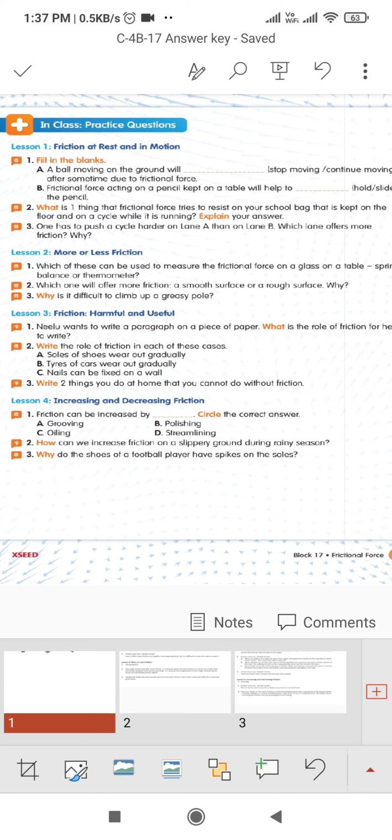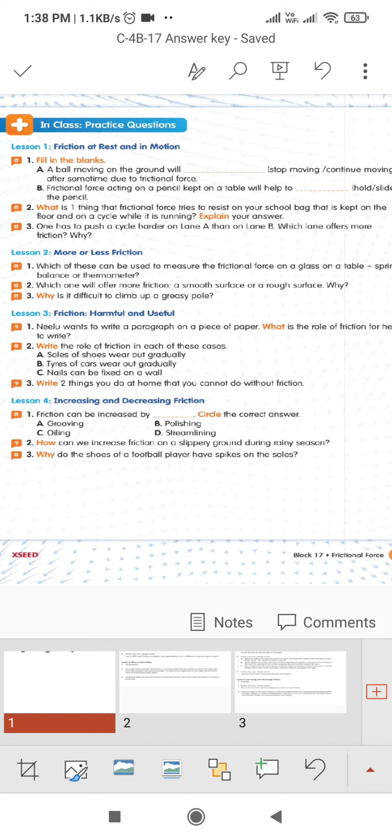C part is nails can be fixed on the wall. This is also done due to the frictional force. When we hammer a nail into a wall, the friction between the surface of the nail and the wall holds the nail tightly into the wall.